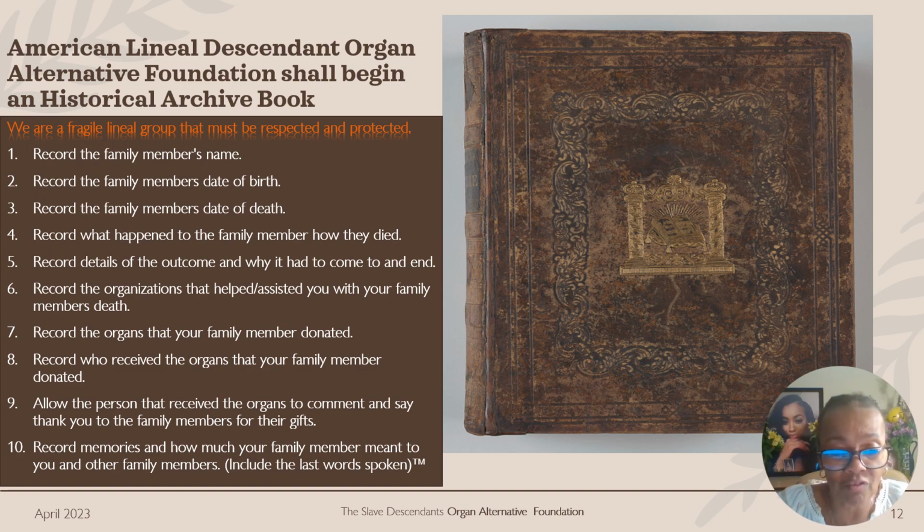Record the organs that your family member donated. Whatever your family member donated, you can put it in the archive book. Record who received the organs that your family member donated. Communicating with the person that received your family member's organs, if you choose to know who it was, or if you choose to communicate with them.